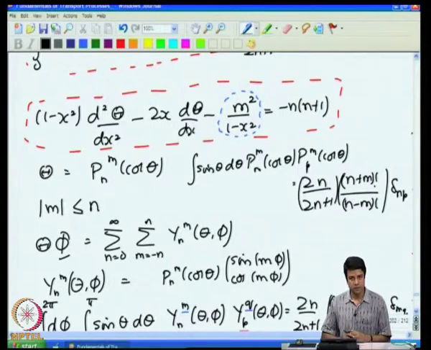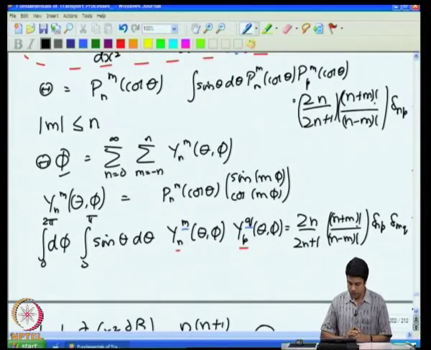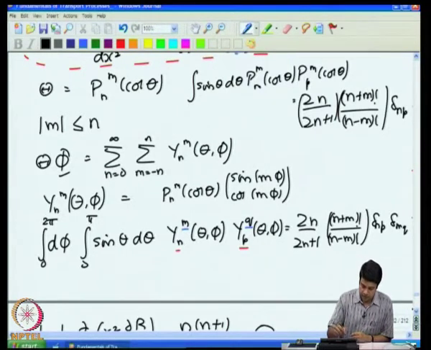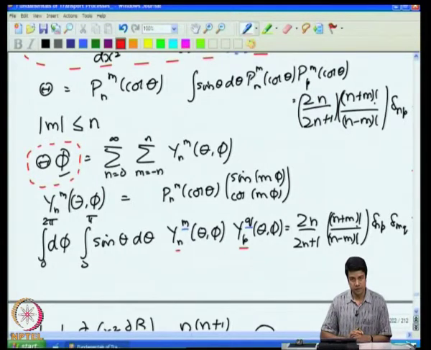The product of two Legendre polynomials of order n and of order p turn out to be non-zero only if n is equal to p. So, the integral of P_n^m times P_p^m is non-zero only if n is equal to p. I told you that the product of the two, theta times phi, can be written in the form of the function Y_n^m of theta and phi, where these Y_n^m are products of P_n^m of cos theta and either sin or cos m phi. These are once again defined to be orthogonal to each other.